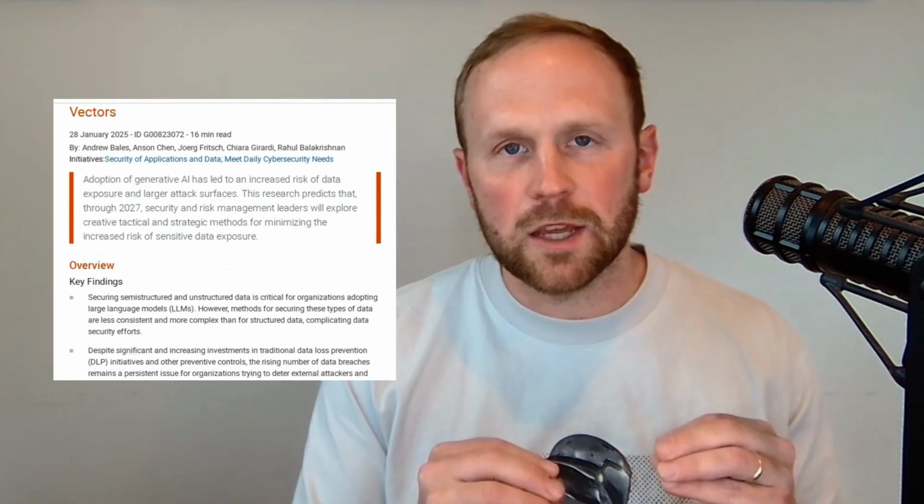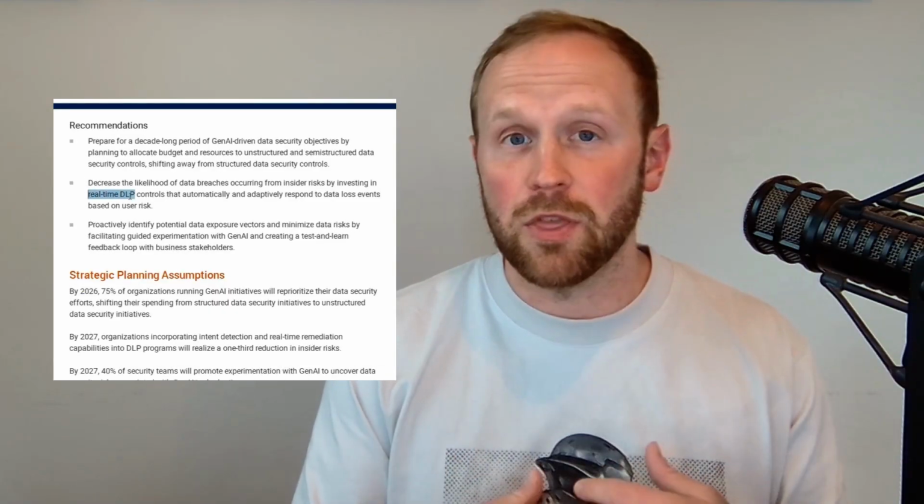So where's this coming from? Gartner puts out a report typically every year. In this one, called Gartner Predicts 2025, Managing New Data Exposure Vectors, they talk about DLP. They put a tremendous amount of emphasis on all of the increasing investments in traditional data loss prevention, otherwise known as DLP, and that there's still a rising number of data breaches, persistent despite having all of these traditional DLP solutions in place. Thus, they suggest we need real-time DLP controls that automatically and adaptively respond to data loss events or data loss activities.